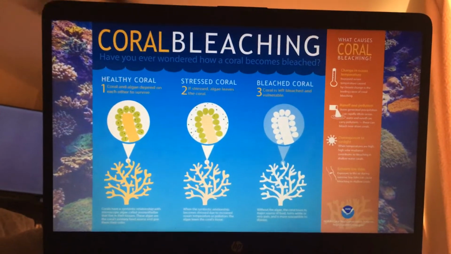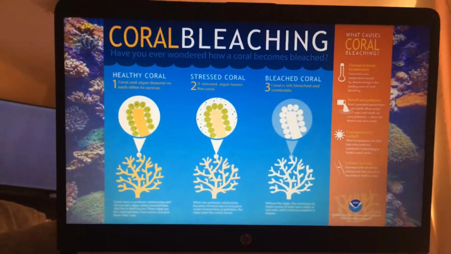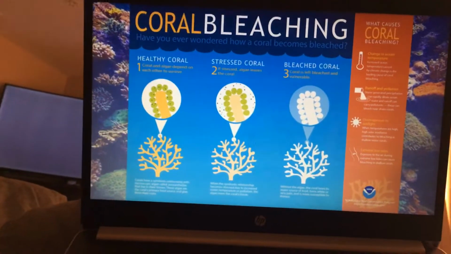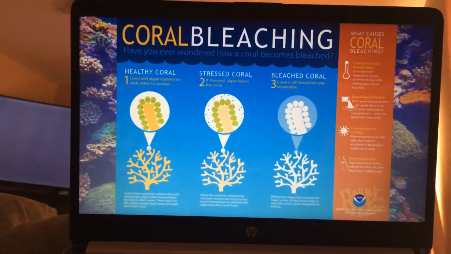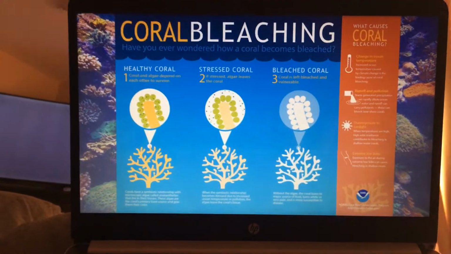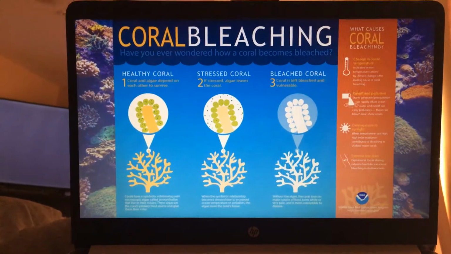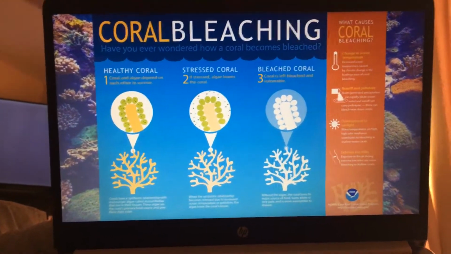Bleaching comes from changing ocean temperature, pollution, overexposure to sunlight, and low tides. With it being so close to the surface, sometimes when there's a low tide, the exposure in the air during those times can cause the corals to bleach as well.